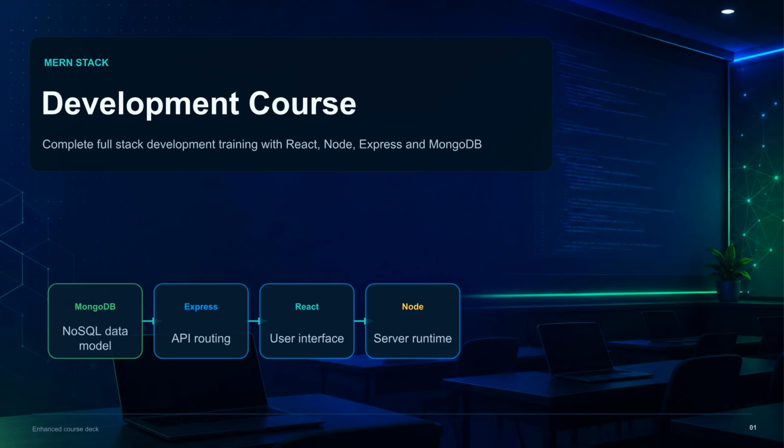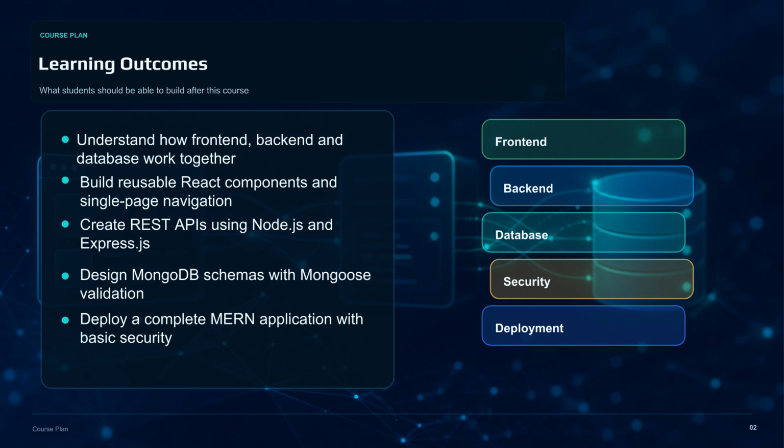We'll explore the full stack development process covering MongoDB, Express, React, and Node.js. In this course, you will learn to build full stack applications. Outcomes include understanding front-end, back-end, and database integration, creating REST APIs, designing schemas, and deploying your app.